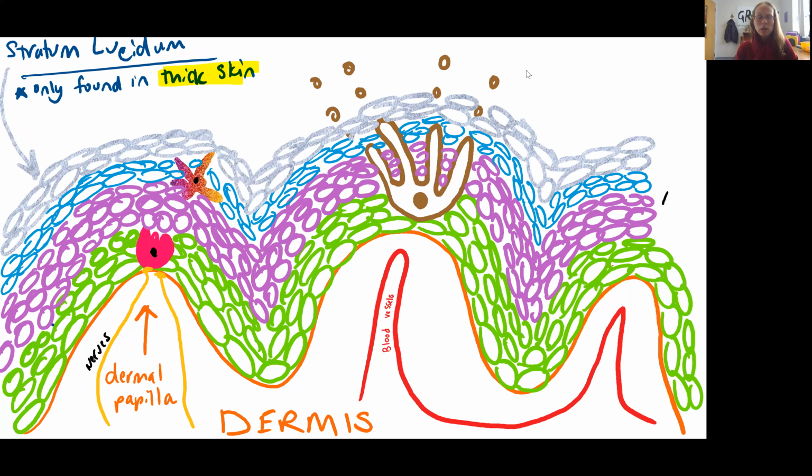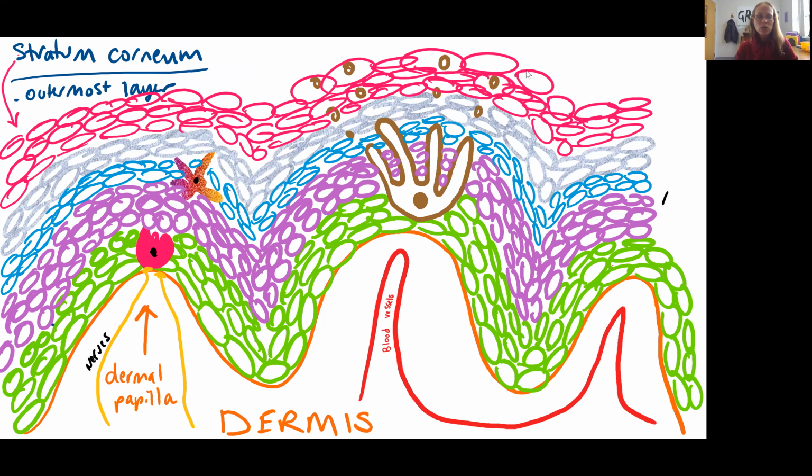Next, we can see those cells getting pushed into the stratum lucidum, which remember is only found in thick skin, which is the palms of our hands and the soles of our feet. So if we're looking at other areas of the body, if we're looking at thin skin, this layer would not exist. Instead, you would go straight to the outermost layer, which is the stratum corneum. And so, of course, the stratum corneum is the outermost layer in each case.